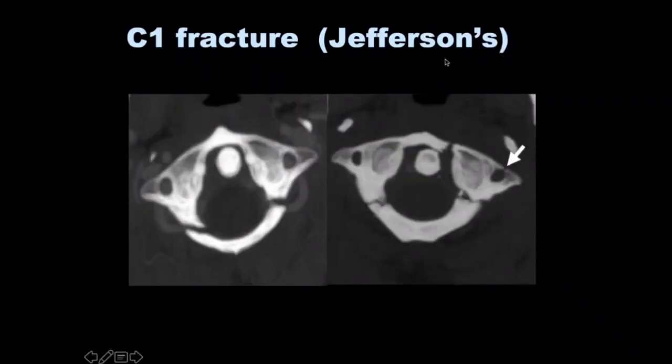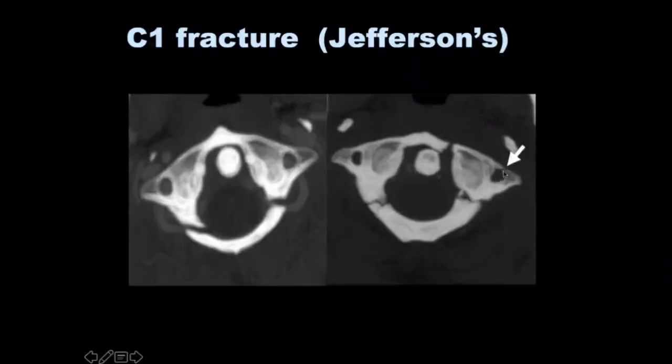Going to C1, this is an eponymous name, the Jefferson fracture, which is basically a compression fracture. It's a sort of burst fracture of the C1, and you can see the anterior arch and the posterior elements are all fractured, and alongside that there's a fracture through the vertebral foramen, which is where the vertebral artery would be running.